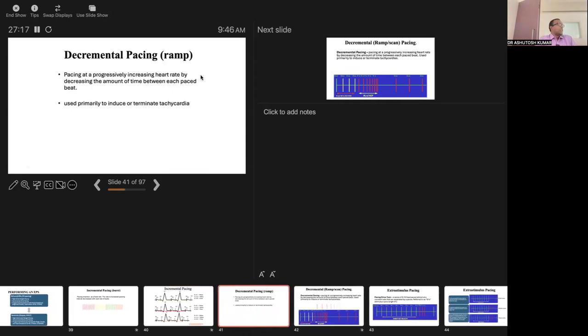Now coming to decremental pacing. In incremental pacing the AH interval will be decrementing, and AV conduction normally decrements. Okay? This property should be known. When you are pacing the ventricle and measuring the atrium, it is again decremental. If it is not decrementing from ventricle to atrium, what is the importance?